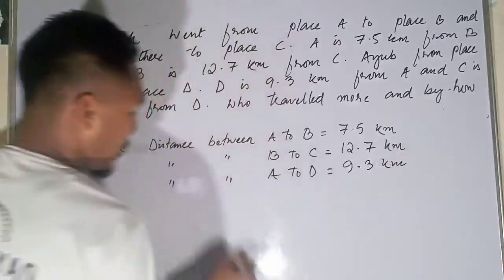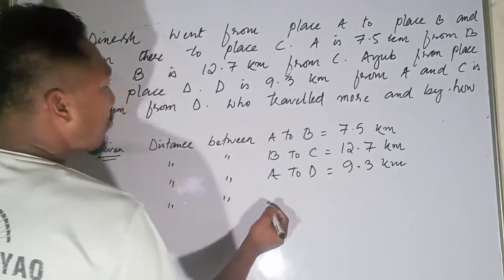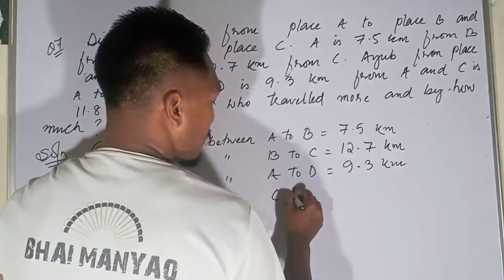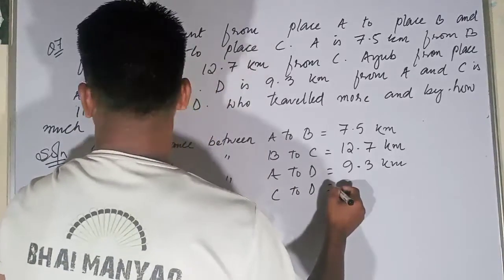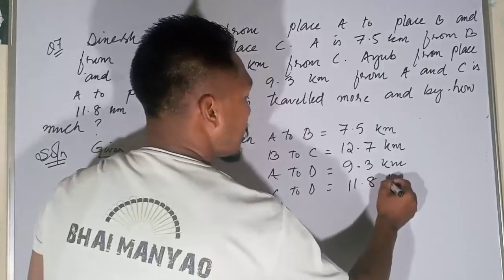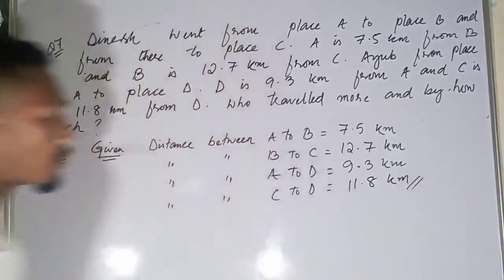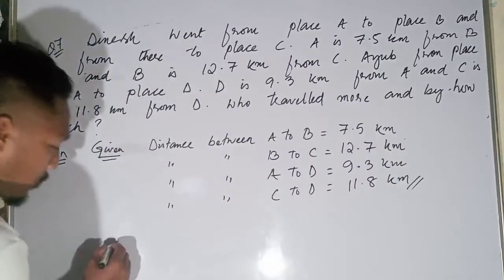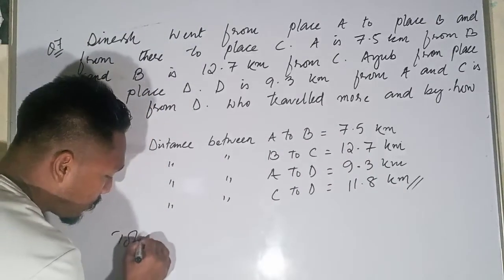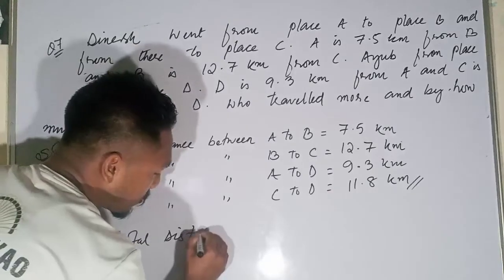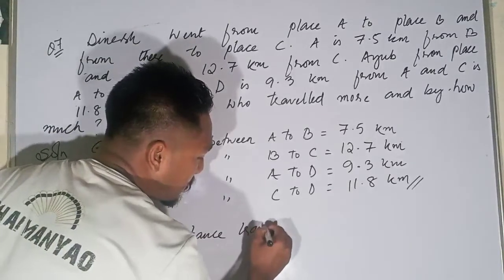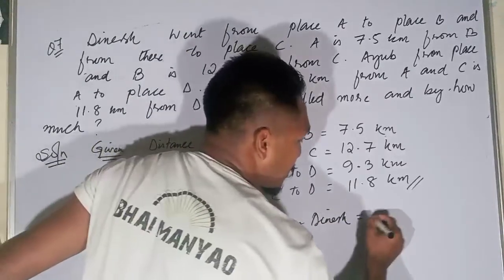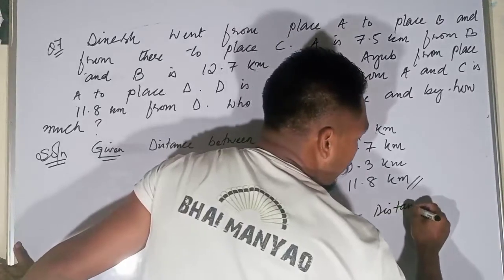Then distance between C to D is 11.8 kilometers. This is what is given in your question. So, total distance traveled by Dinesh.